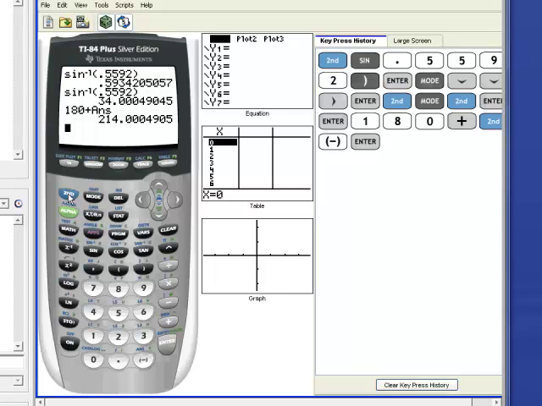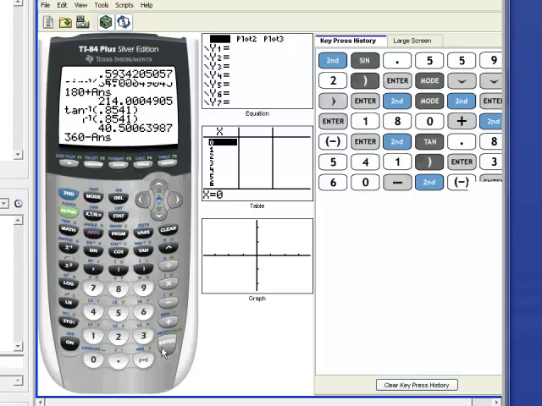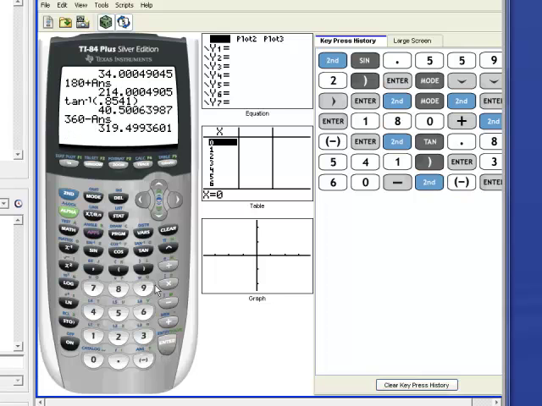Okay, next one says tangent theta equals negative 0.8541 in quadrant 4. So we're going to take the inverse tangent of 0.8541, and we get 40.5 degrees. We are in quadrant 4, so we have to subtract that from 360 degrees. And our answer is 319.5 degrees.